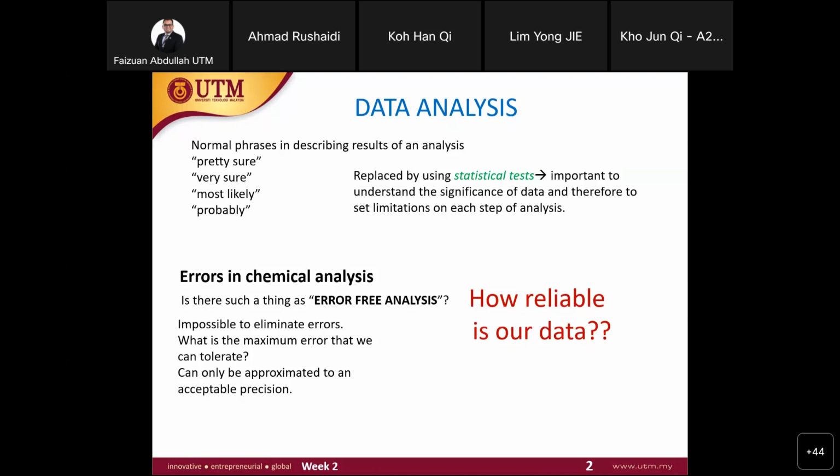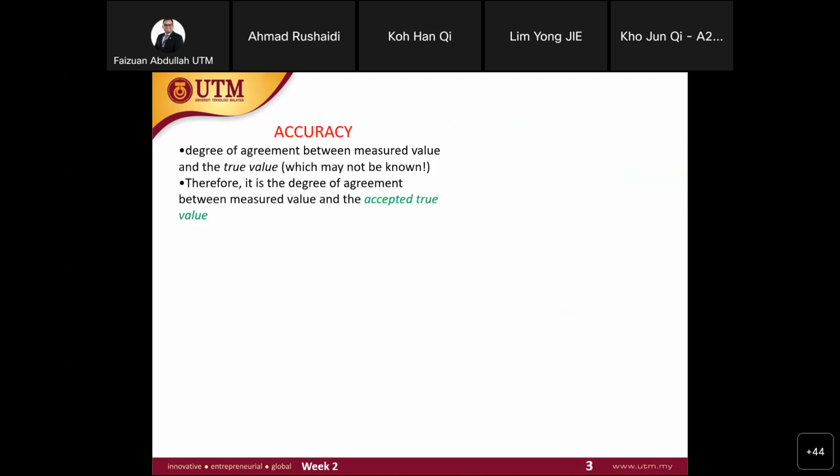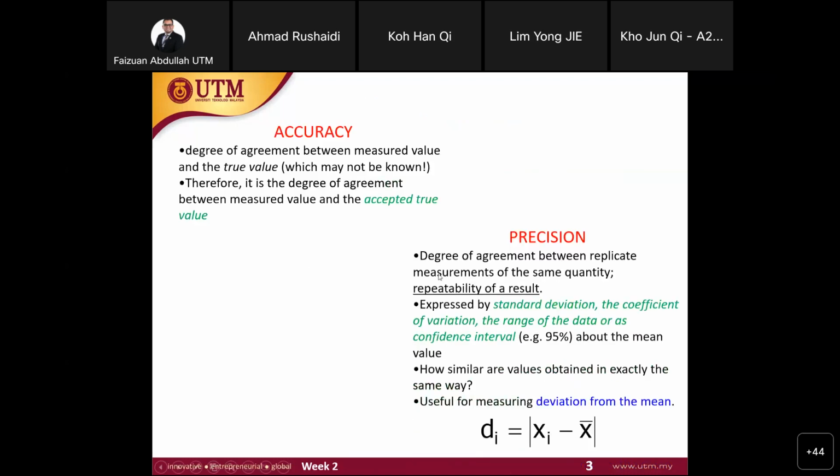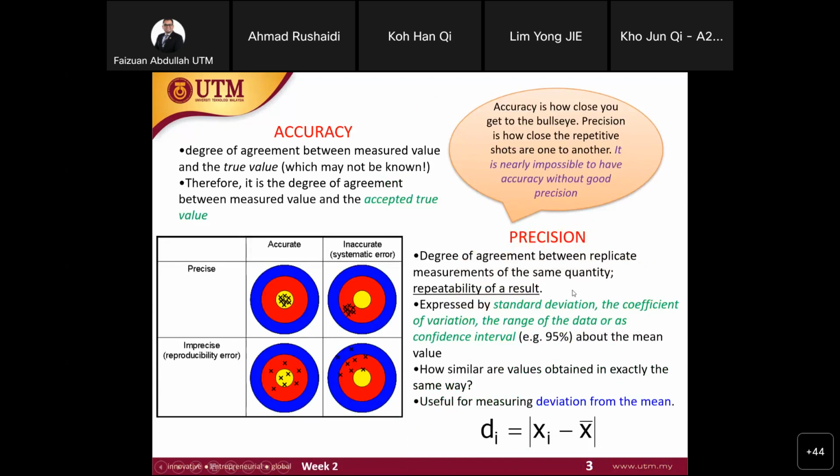So, is it impossible to eliminate errors? Actually, it's quite impossible to eliminate errors, but we can reduce the errors, right? And the maximum error that we can tolerate can only be approximated to an acceptable precision, right? So we also have to know exactly what accuracy is and what precision is. Accuracy is the degree of agreement between a measured value and a true value. In case we have a true value, we measure the degree of agreement between the measured value and the true value.